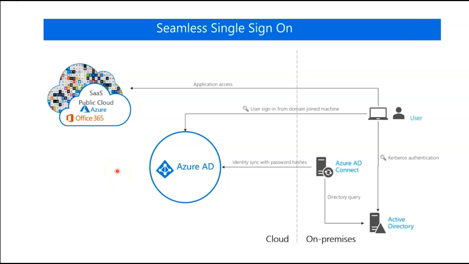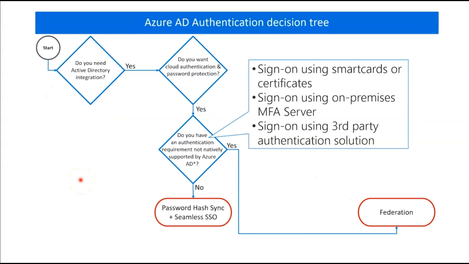Let's take a third scenario, where some organizations might require an authentication feature that is not supported by Azure Active Directory. For example, signing in with smart card authentication, or maybe you have your on-premises multi-factor authentication server. With that, you want to sign in, which might not be suitable with Azure AD. So in that situation, how are you going to address that? Definitely you might end up with federation.